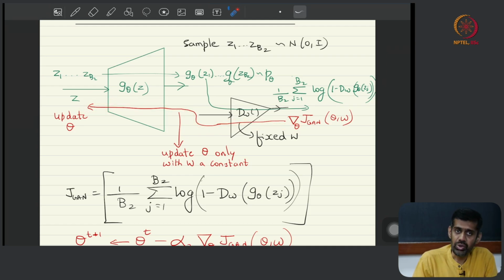Is that all right? So, if you are implementing these things using frameworks such as PyTorch, etc., there is a way that you can keep the gradient of a part of a neural network not update.